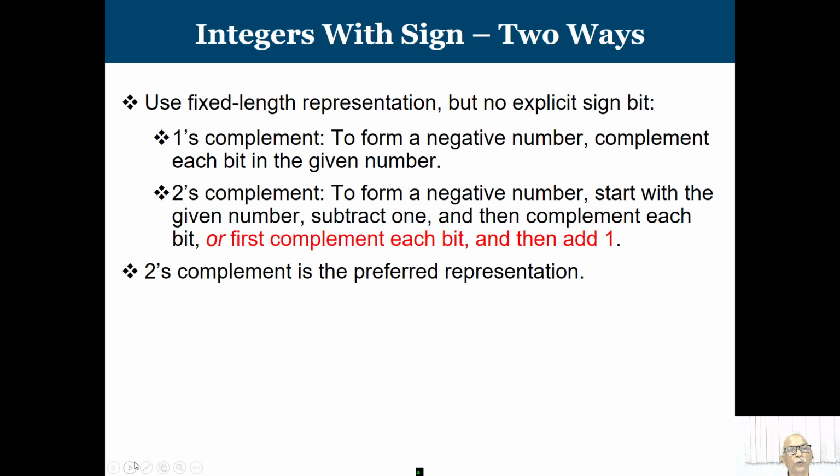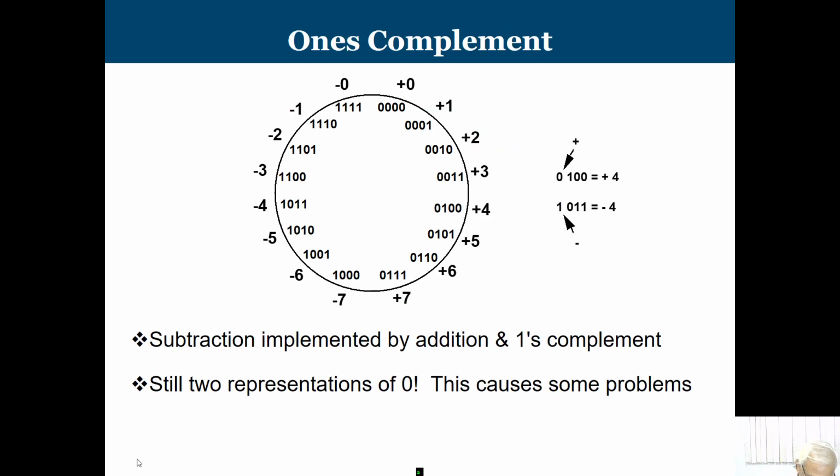So we have another two ways of representing negative numbers. One is your 1's complement and the second one is your 2's complement. These are the two different ways of representing negative numbers apart from sign magnitude form. In most modern computers we use 2's complement. Now, what is complement and how are we going to represent negative numbers? I am just going to give you a brief idea about it.